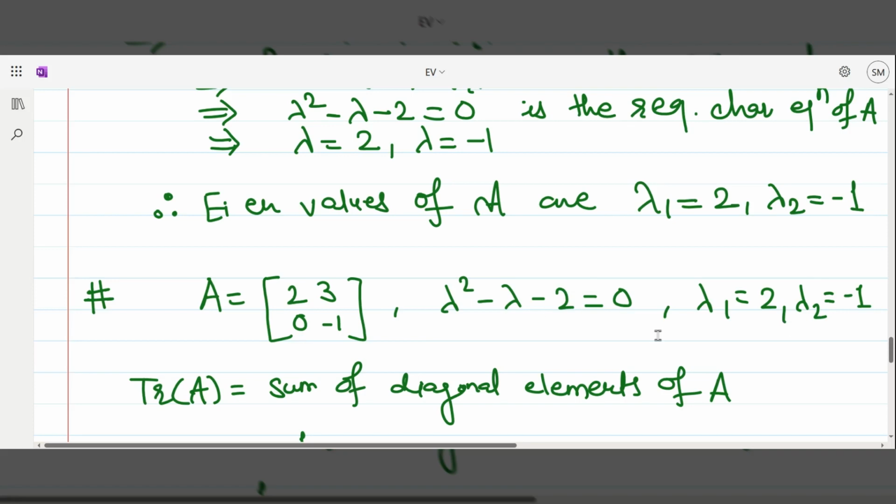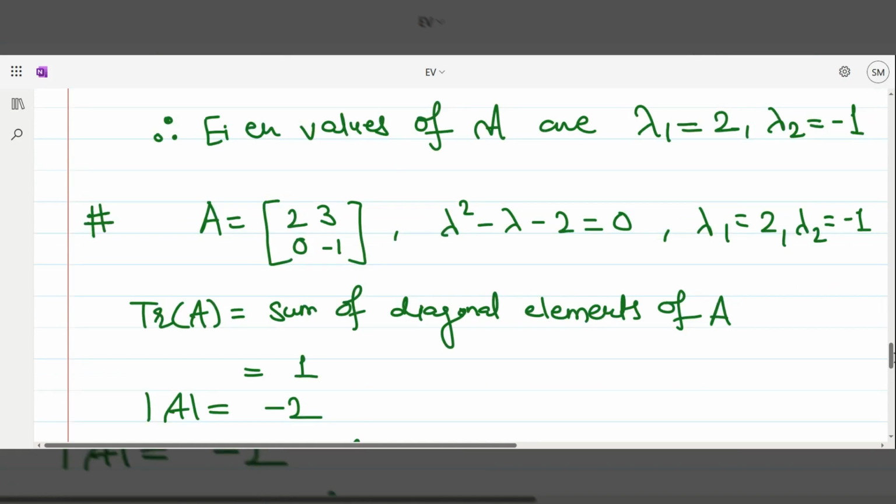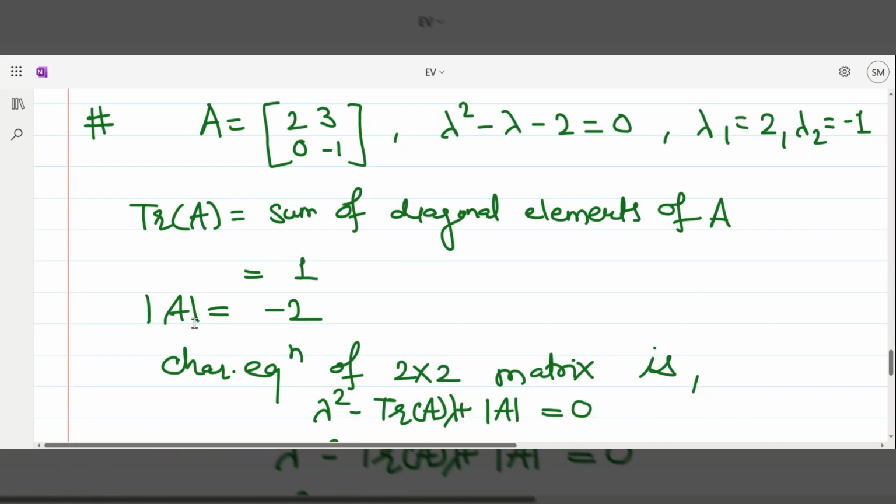that we computed. Now just observe that the trace of this matrix is the sum of the diagonal elements, and in this case it is plus 1, and the determinant of this matrix is minus 2. If you observe this equation, the coefficients of lambda and the constant term can be connected with these two values, the trace of the matrix and the determinant. Since the trace is positive, if I compare lambda square minus trace of the matrix into lambda plus determinant, and the determinant itself is minus 2, this becomes minus 2.